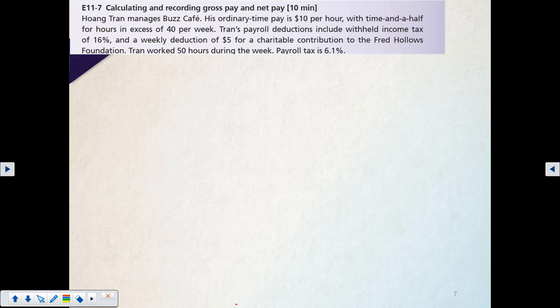So 40 hours you work normal and 10 hours is the bonus. His normal salary is $10, but his bonus time is 10 hours. So what is the rate? 15, right? Not 50, 15. 1.5, right?